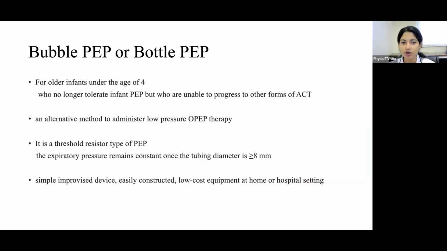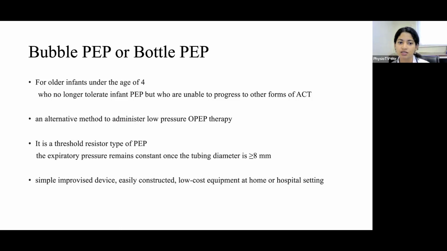So bubble PEP or bottle PEP can be given to younger patients, or even babies under the age of 4, who are able to perform the low PEP devices but are not able to perform the active cycle of breathing technique, which is pretty difficult to understand. So in such a population, bubble PEP or bottle PEP can be used.